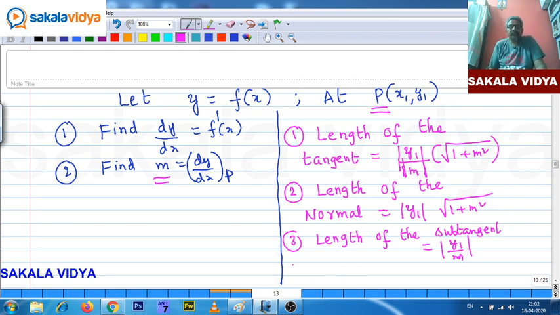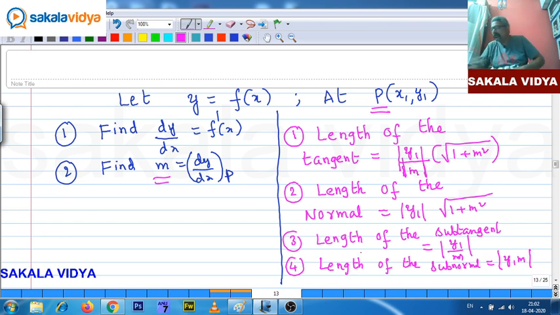Next, length of the subnormal is equal to mod y1 into m. So, you need to remember all these formulae. These formulae are very important.